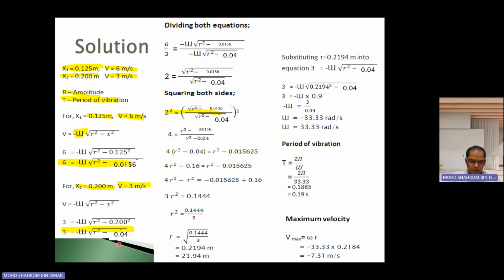Why in the negative direction? Because as it is stated clearly, the velocity is acting towards the zero.